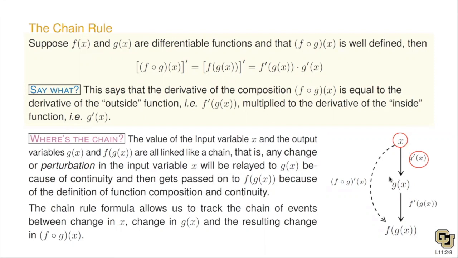And then the change in x will cause a change in g. So f prime of g of x records how sensitive f is to any change in g. So you have this chain of events that's being tracked by the chain rule at every step. And one thing you should notice here is that we have the composition of two functions. G is on the inside, f is on the outside, and we have two derivatives. There'll be as many derivatives as there are composed functions.